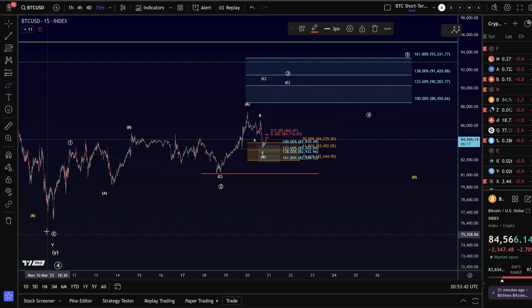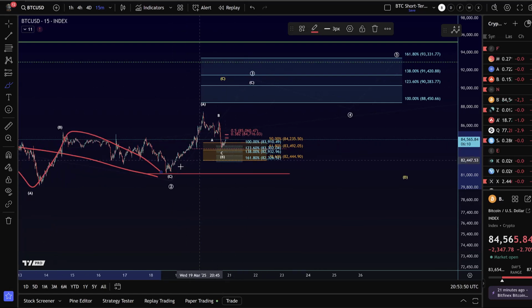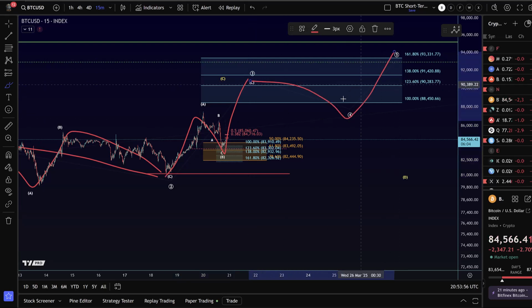So we have a wave 1, we have a wave 2, and this wave 2 is an A, B, C structure. We could now be in a third wave, which is again an A, B, C structure. And then we should get a fourth wave and a fifth wave. And the fifth wave would again be an ABC structure. So we're basically now in the third wave. That's the idea from a bullish point of view.